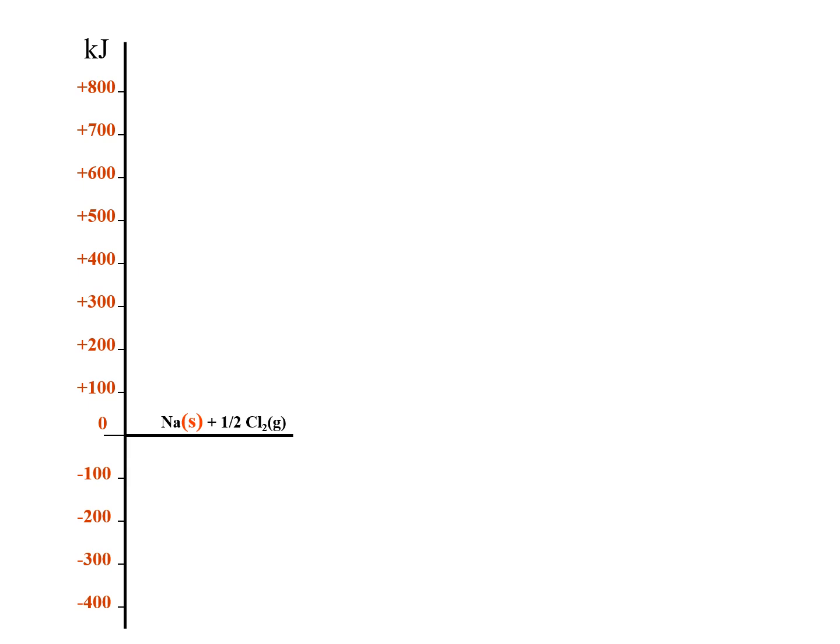You always start a Born-Haber cycle with the elements in their standard states. So here we've got 1 mole of solid sodium and half a mole of chlorine. Now it's important that we have half a mole of chlorine, Cl2, because we're going to end up with NaCl at the end, which has 1 chlorine. So it has to be half a mole of chlorine gas.